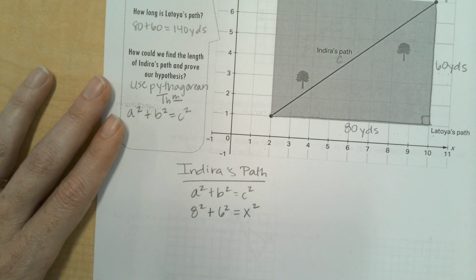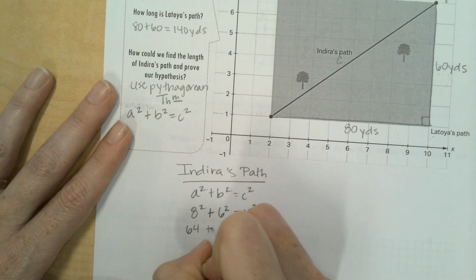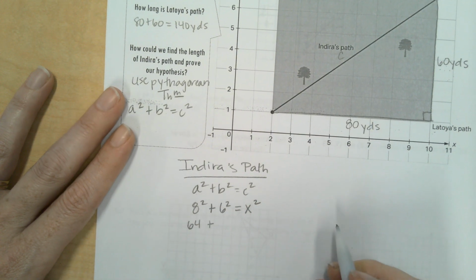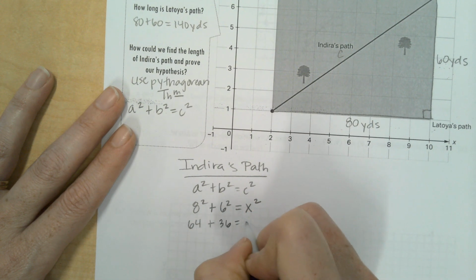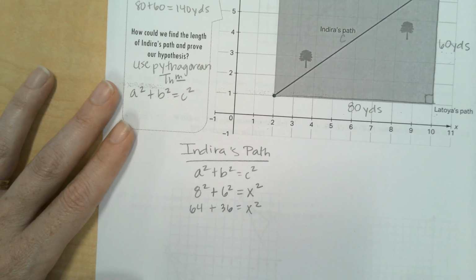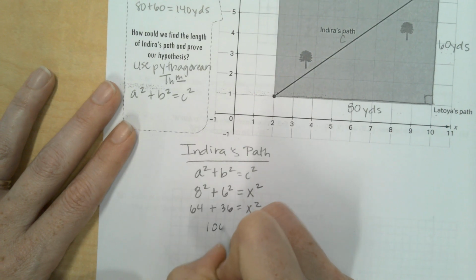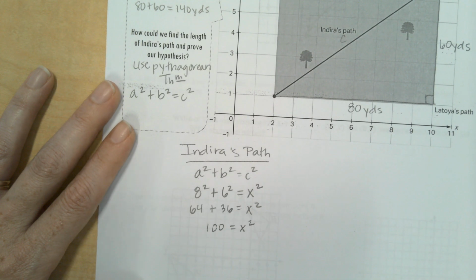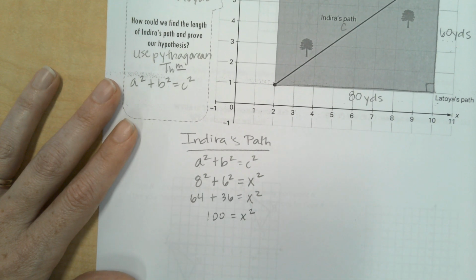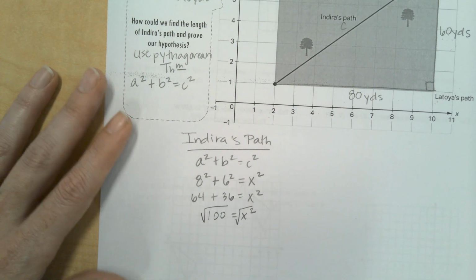All right, so 8 squared is? Yep, 64. 6 squared is? Okay, equals x squared. So I want to add my 64 and my 36, and I get 100 equals x squared. How do I undo a squared? Good, square root. So I'm going to undo the square by square rooting.